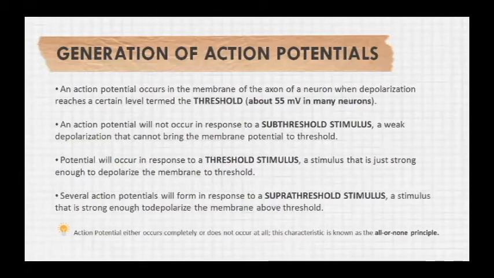Because an action potential either occurs completely or does not occur at all. This characteristic is known as the all-or-none principle. That is why when a stimulus does not reach the threshold, or is just around the sub-threshold level, it will never generate an action potential, because action potentials follow the all-or-none principle, which could only produce or not produce an action potential.